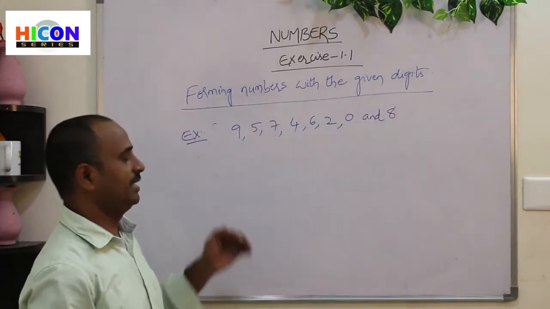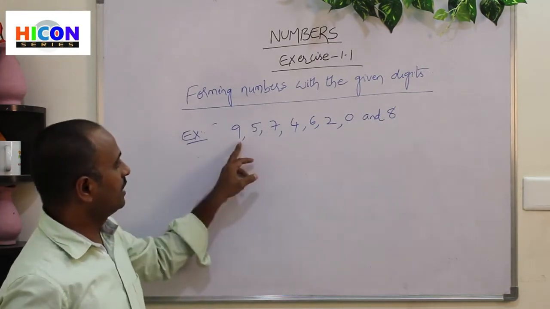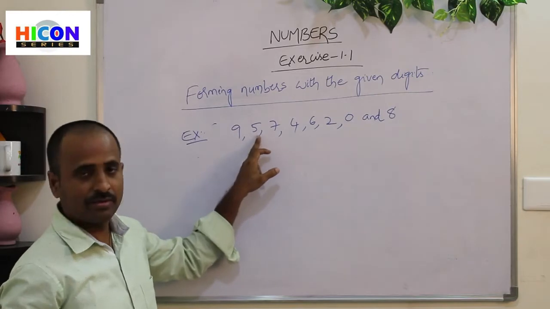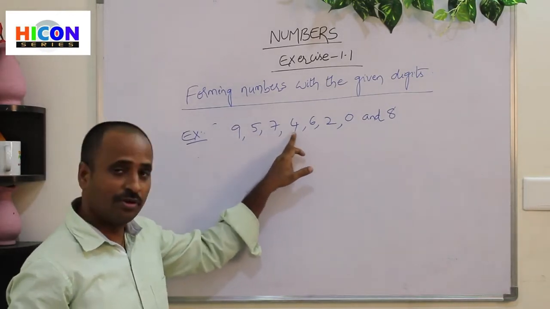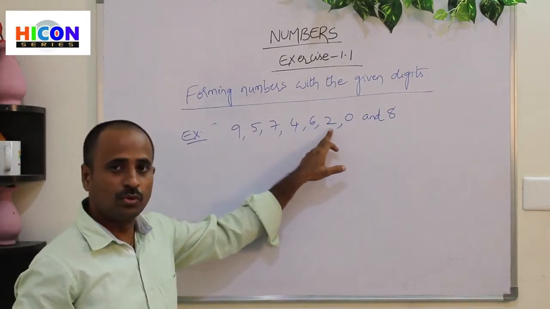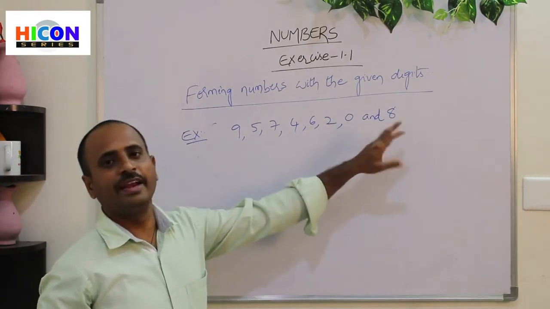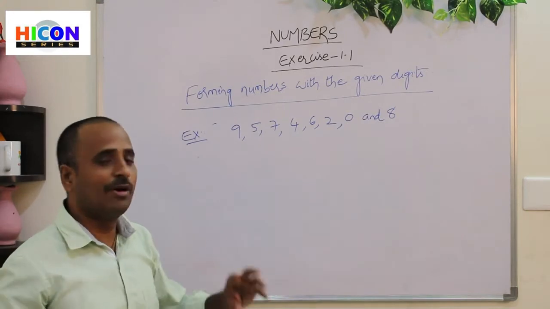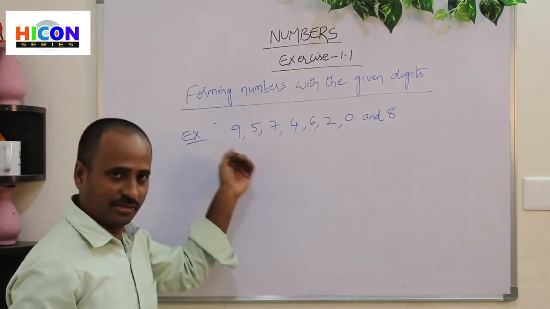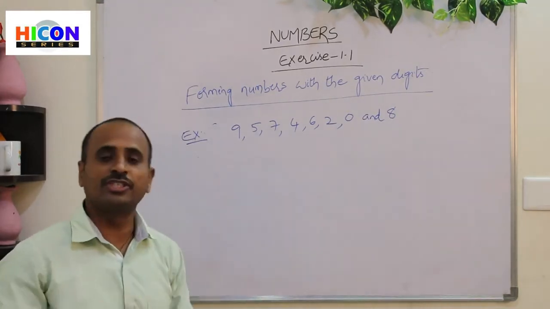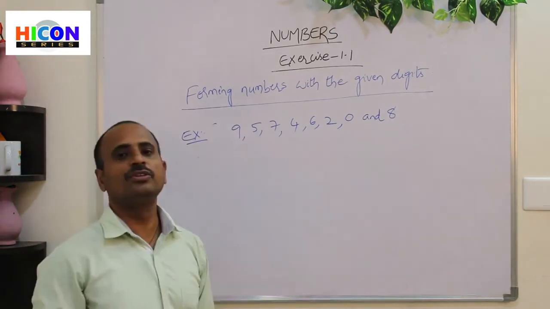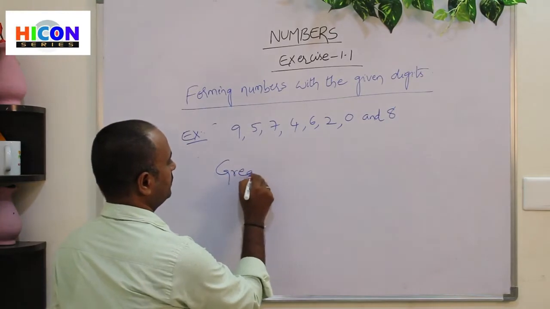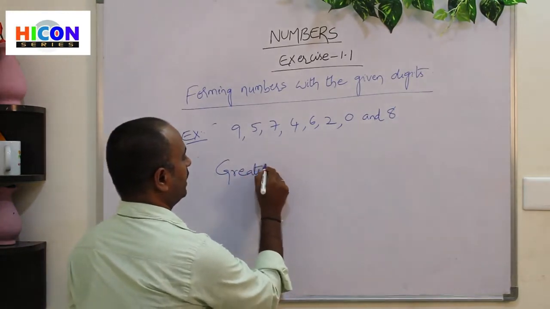So children, let us see an example. There are some digits given. The digits are 9, 5, 7, 4, 6, 2, 0 and 8. So there are 8 digits given. Now we have to form the greatest number and also the smallest number by using these digits. So how can we form the greatest number?